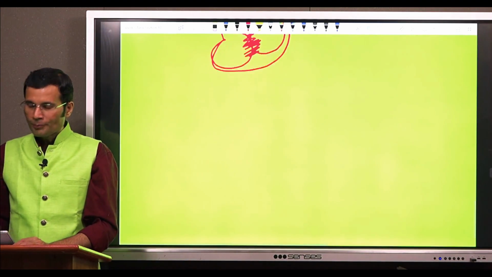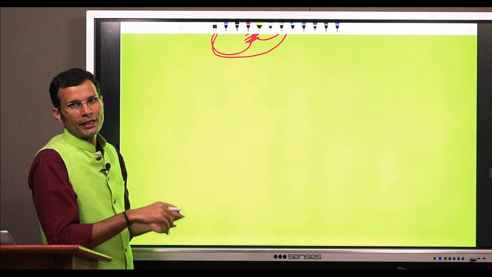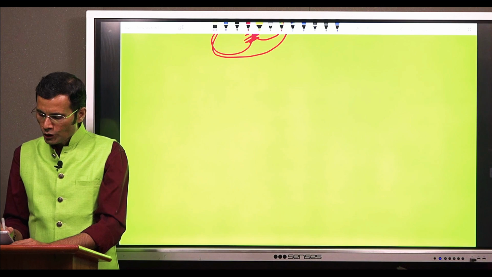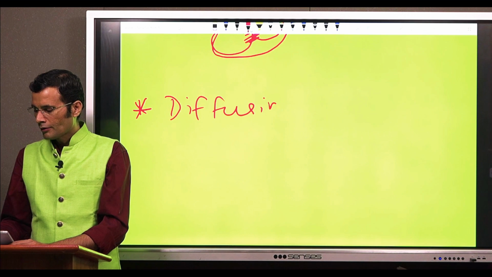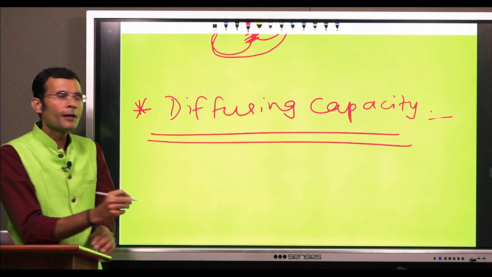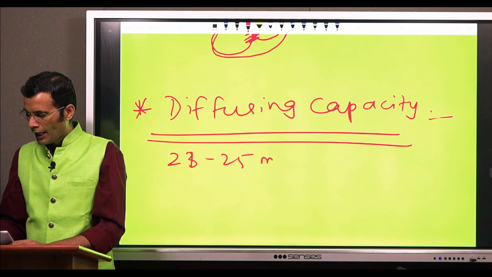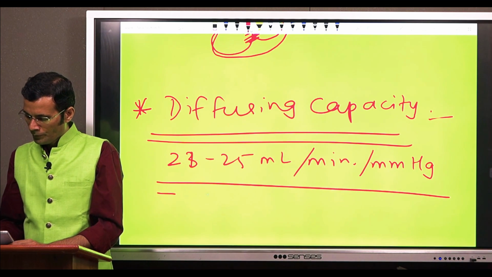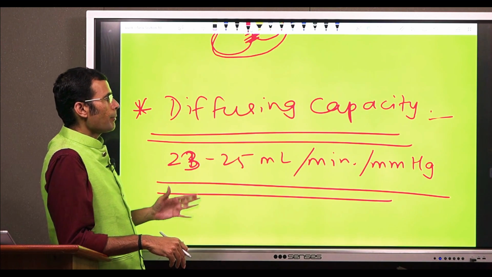Now the real question is, what is the rate of diffusion of gases through the respiratory membrane? What is the diffusion capacity of the respiratory membrane? So, under normal circumstances, the diffusing capacity of this respiratory membrane is said to be 23 to 25 ml per minute per mm of Hg.